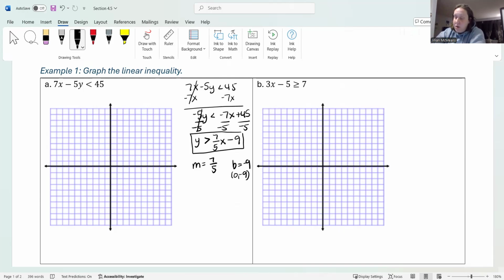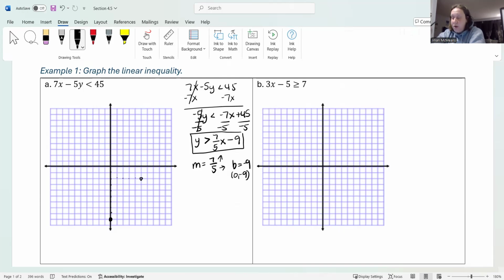So at the origin, I don't go left or right, but I do go down 1, 2, 3, 4, 5, 6, 7, 8, 9. And then I want to apply my slope. Since my slope is positive 7 over positive 5, I'm going to go up and to the right. So I'm going to go up 1, 2, 3, 4, 5, 6, 7. And then to the right, 1, 2, 3, 4, 5.